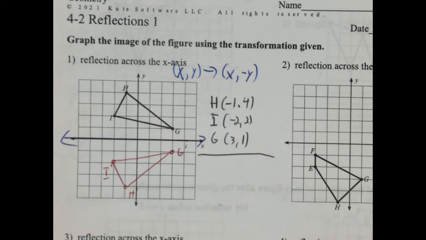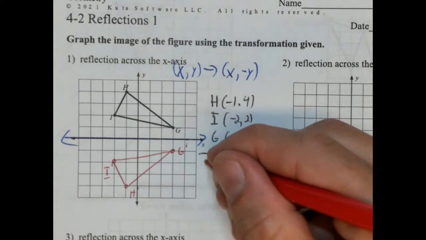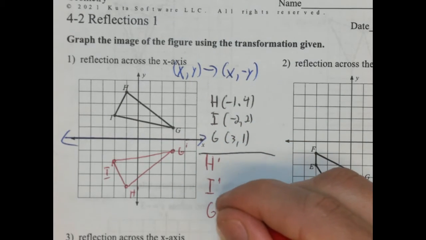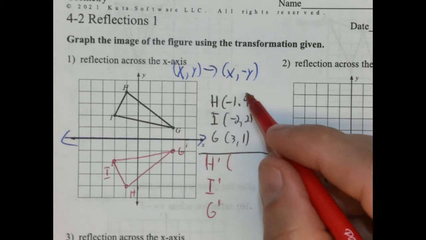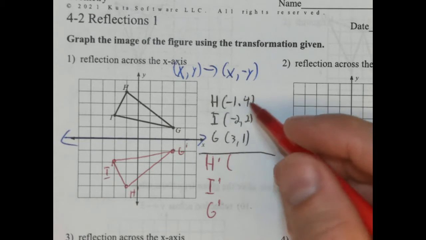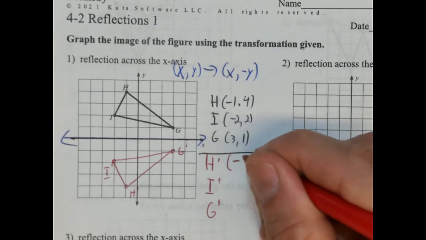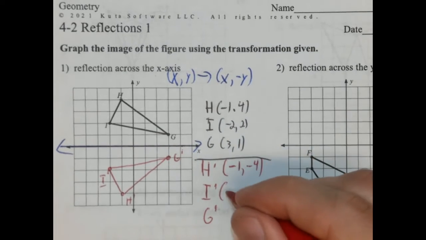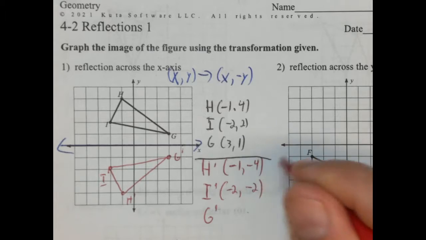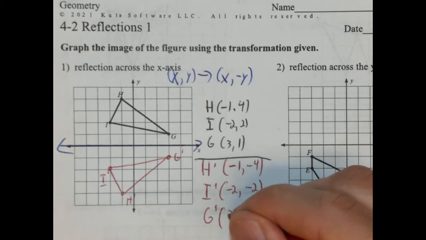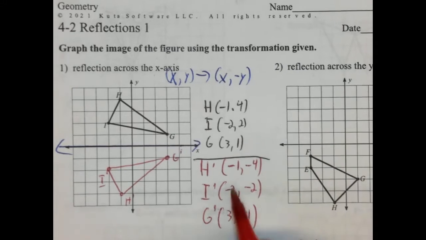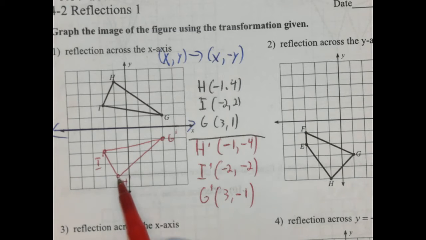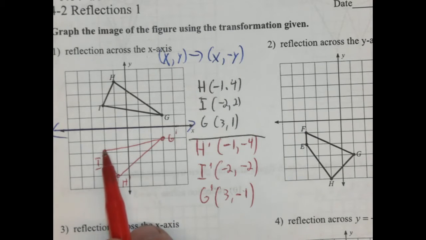Okay. So now we have h prime, i prime, and g prime. When you take a point and reflect it over the x-axis, you're just going to change the sign of the y. The x remains unchanged. So -1 stays as is, and 4 will become -4. For i prime, -2 stays as is, and 2 becomes -2. And then for g prime, 3 stays as is, and 1 becomes -1. So that's what they should be. Let's see if I did that right. So g prime is 3, -1, yep. h prime is -1, -4, yep. And i prime is -2, -2, yep, that works.